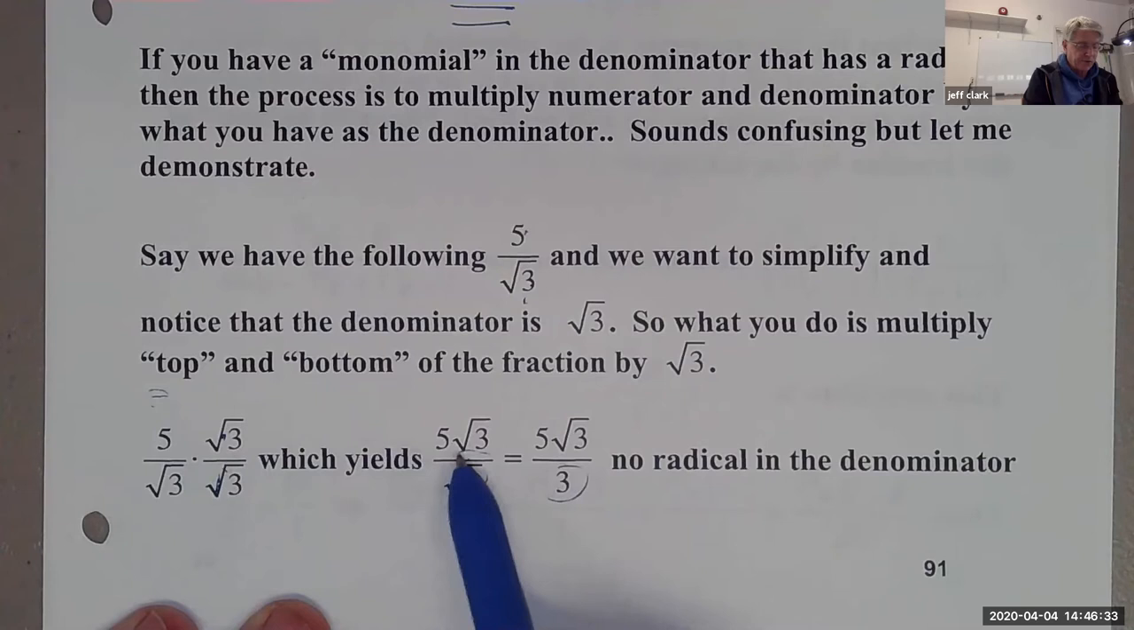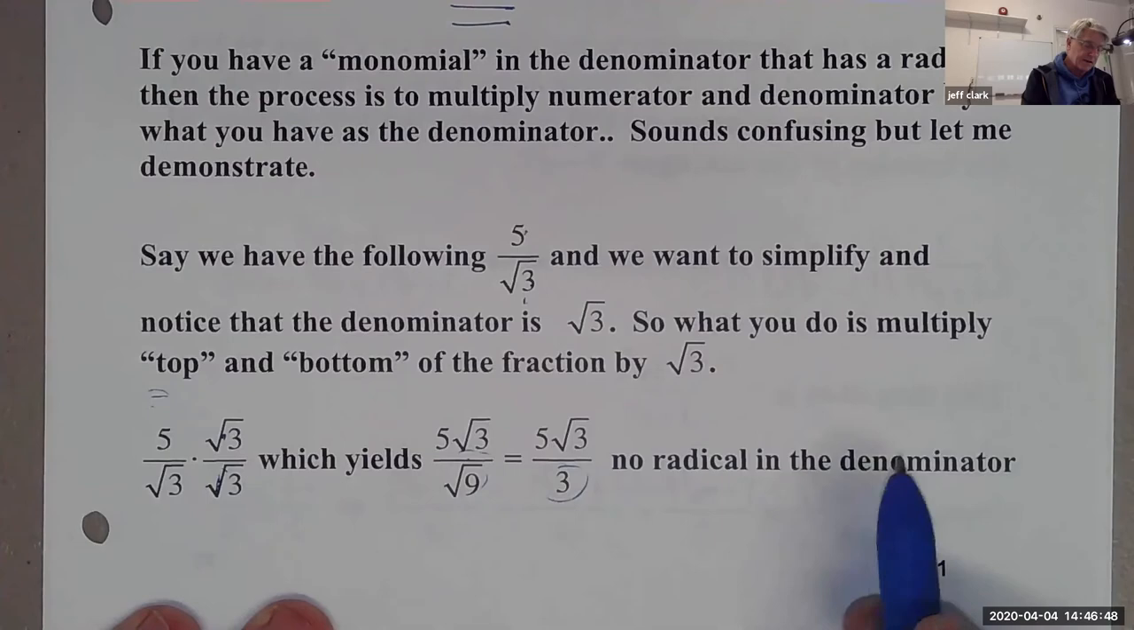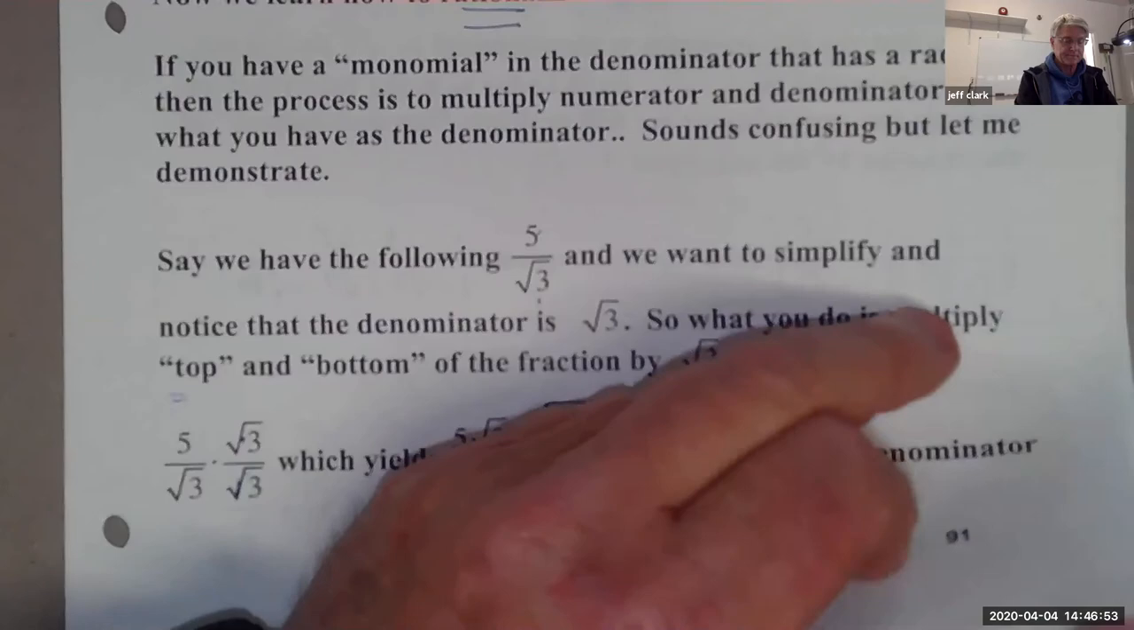Okay, 5 root 3. Okay, so you get a mess in the numerator. The whole object was to get rid of the radical in the denominator, and I accomplished that. That's it. Be careful. You can't reduce that. Can't do it. That's got a radical, that one doesn't. So that appears to be the final answer. Okay, let's try a couple of these.